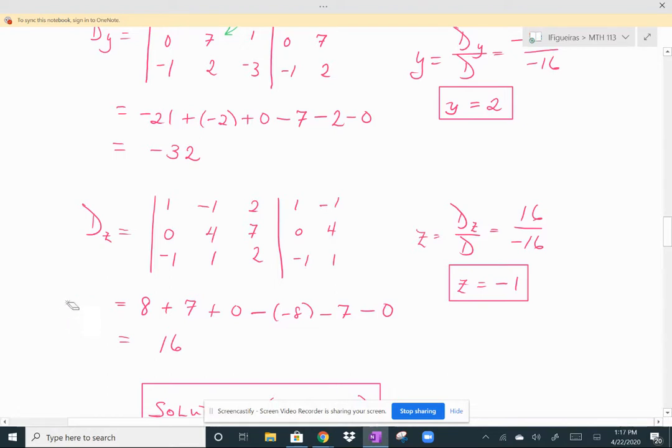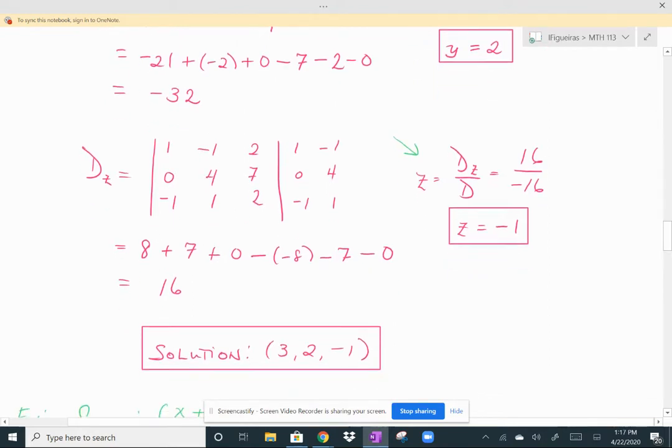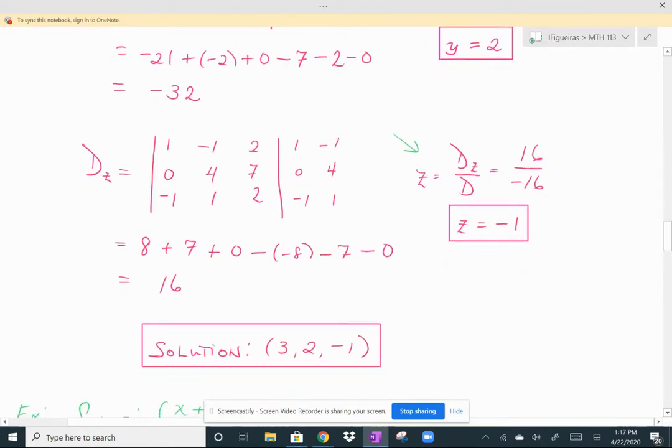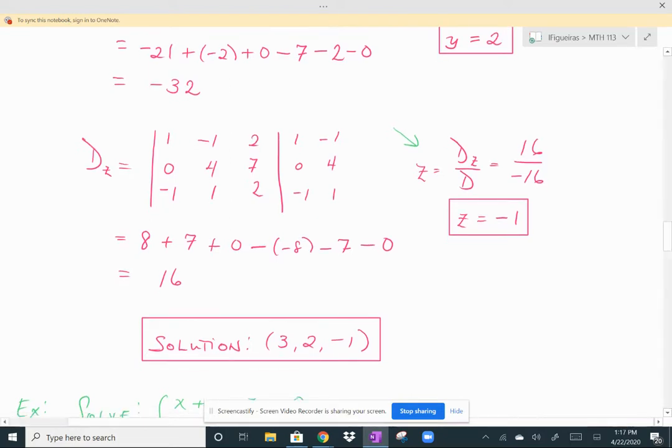And again, that's just D sub z. So then you still have to compute z by dividing that determinant, D sub z, by the original determinant, the denominator. That was negative 16. 16 divided by negative 16 is negative 1. Therefore, we have a solution of 3, 2, and negative 1.